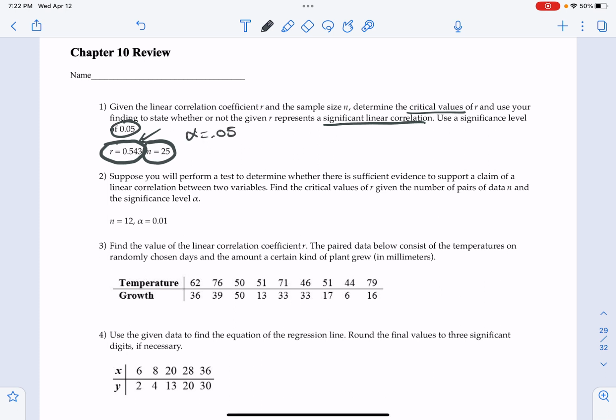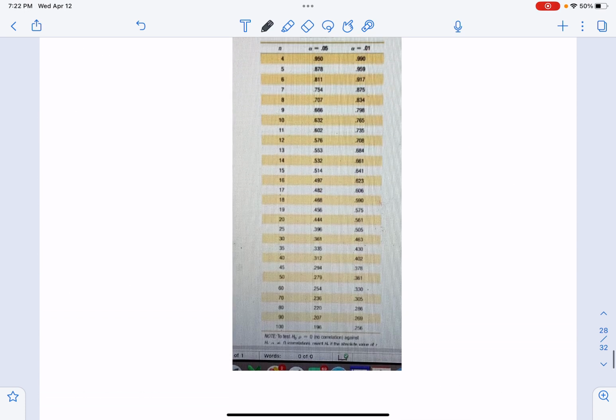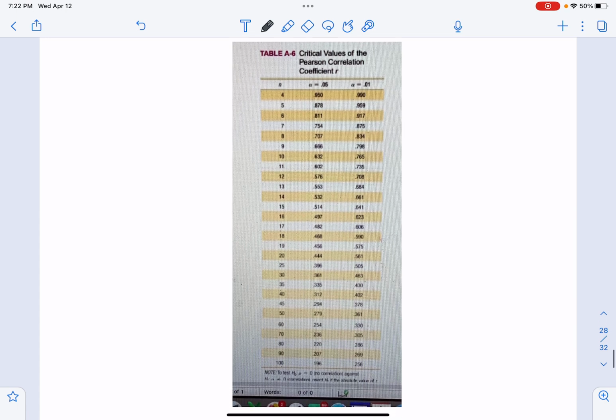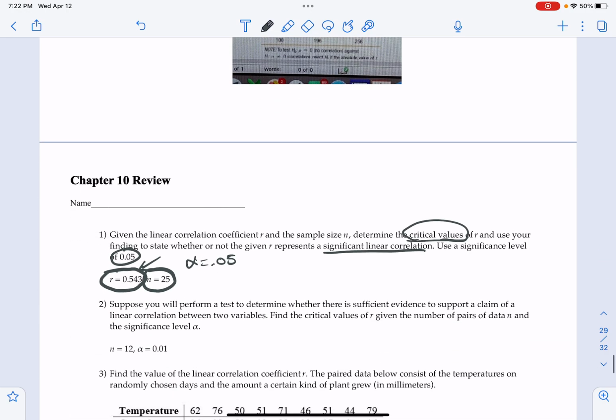And when they ask for the critical value, they're saying, looking at that chart, which is this one right here, that you should have. Some of you have a page that has 3 of them on it. Looking at that, what is considered to be a good R? Our R is 0.543, but is that considered to be good enough?